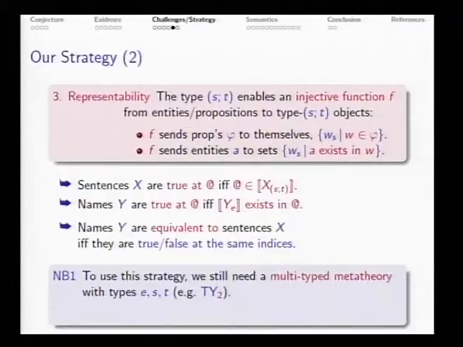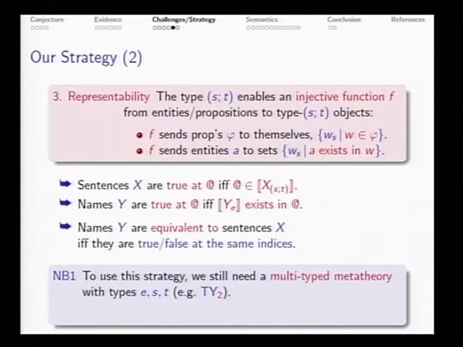Now, let me briefly make two remarks here. One is that in order to be able to use this representational strategy, we still need to use a multi-type meta-theory for our single-type semantics with distinct types A, S, and T. And this is due to the fact that, as you've seen here, our description of the representations, for example, of entities in the type ST will still explicitly refer to indices, entities, and truth values.